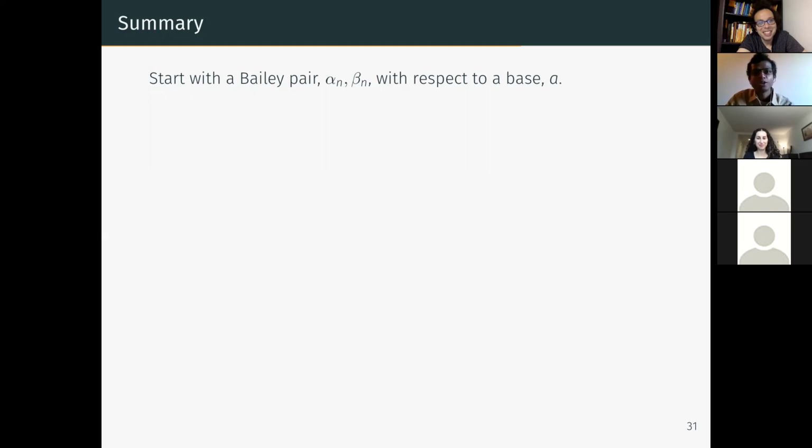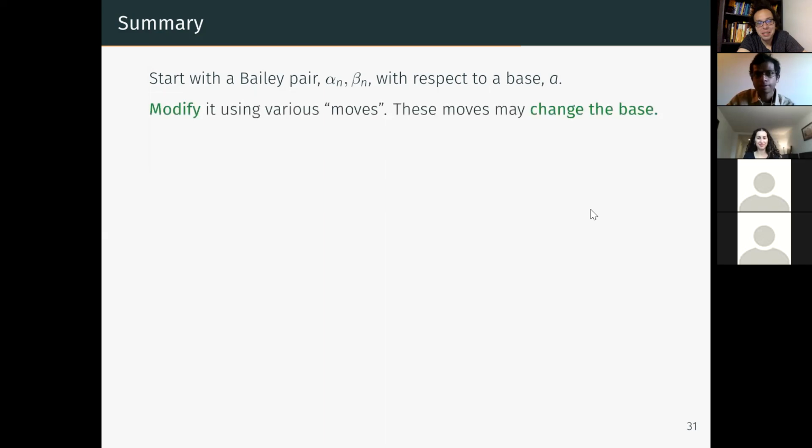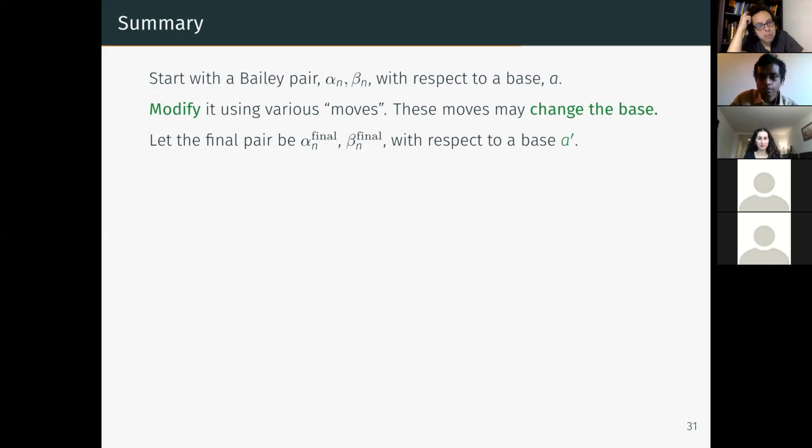All right, so what is the summary? We start with a Bailey pair with respect to some base. We modify it, like I did, as many times as you want. Some of the moves may change the base. I didn't do that before, but I'm going to have to do it later. So we'll get some final Bailey pair, alpha n, beta n, with respect to possibly a different base, A prime.